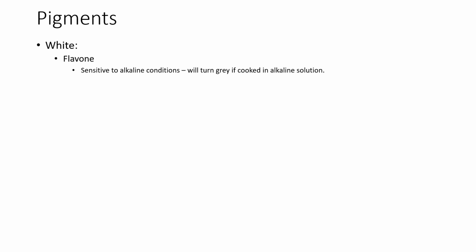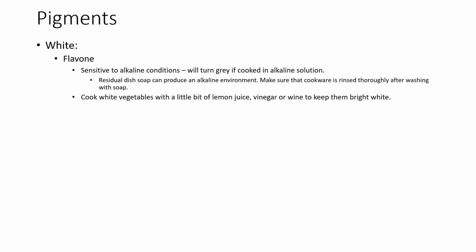But also dish soap, the residual dish soap left over, if you haven't rinsed off your utensils, your cookware properly, this will raise the pH and perhaps discolor any white colored vegetables. So make sure any cookware that's been washed with soap gets rinsed thoroughly. But flavones like acidity. They like a lower pH. So if you add a little bit of acid to your cooking medium, to your boiling water, for example, a little lemon juice, a little vinegar, some wine, that'll help to really brighten up the colors, keep them nice and white, which is what our customers want.